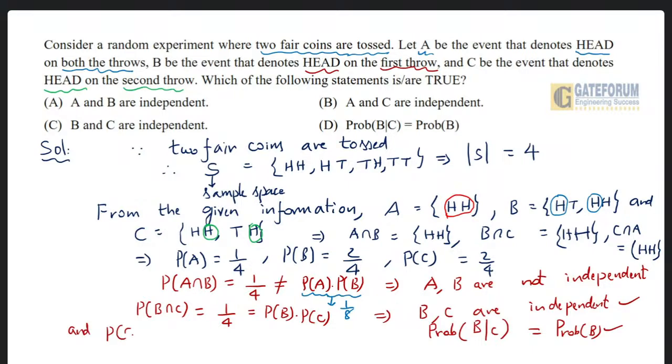Probability of C intersection A: only one favorable outcome, so the probability is 1 by 4. Probability of C into probability of A is 1 by 2 into 1 by 4, which is 1 by 8, not equal to 1 by 4. Which implies A comma C are not independent.